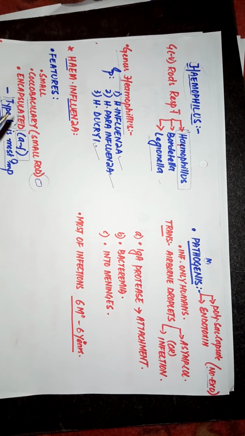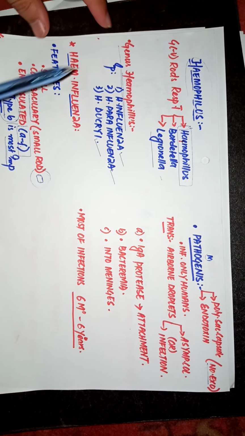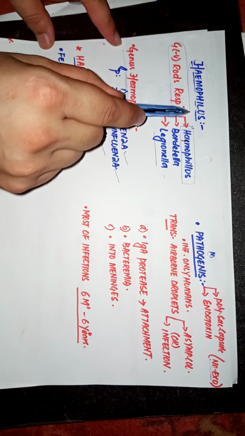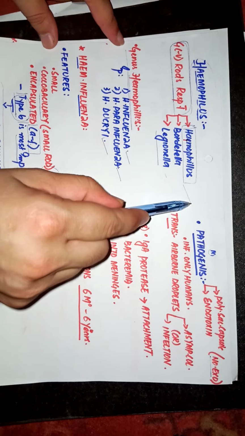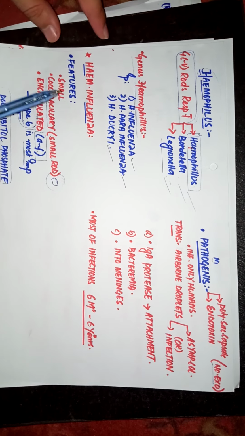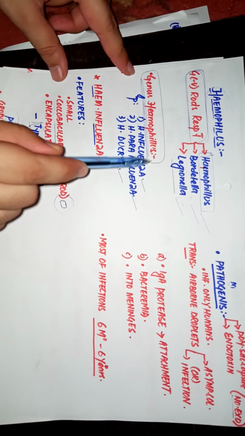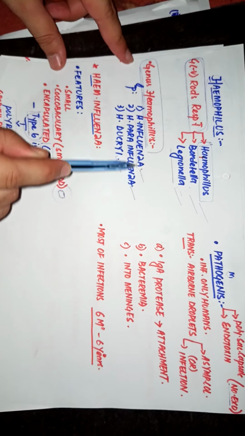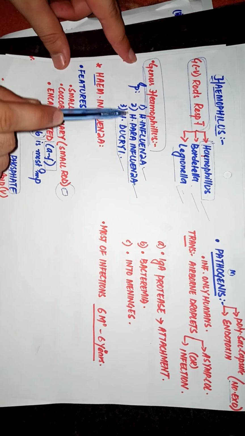I am here from Conceptual Medicos, and today in this lecture we will be talking about Haemophilus. Before going to the specific genus, first we should make a background. We have three types of gram-negative rods related to the respiratory tract. The first one is Haemophilus, second one is Bordetella, and the third one is Legionella. So we will take the genus Haemophilus. The genus Haemophilus is further divided into three species: Haemophilus influenzae, Haemophilus parainfluenzae, and Haemophilus ducreyi.